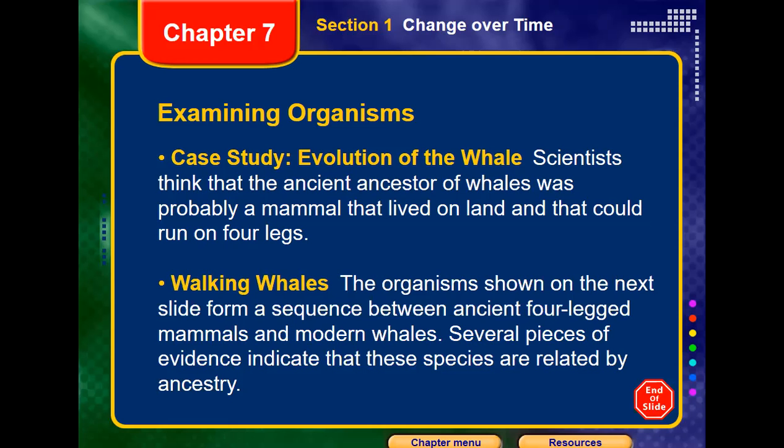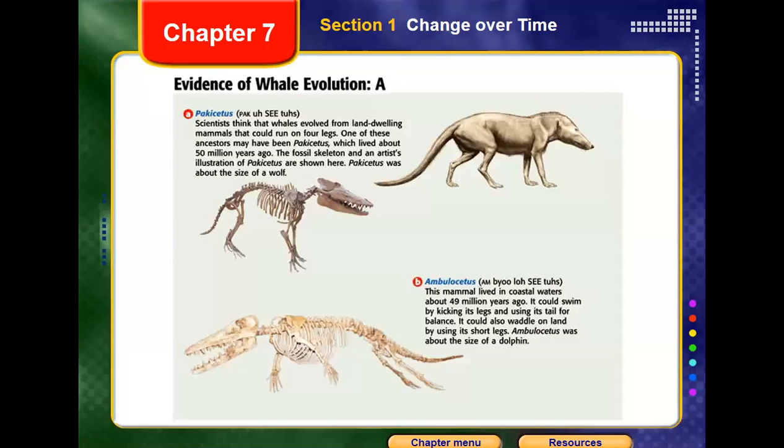So here, walking whale, the first step. We see that the organisms shown on the next slide form a sequence between the ancient four-legged mammal and the modern whale. Several lines of evidence indicate that these species are related by ancestry. So as we can find here, guys, we have that sequence which you observe.